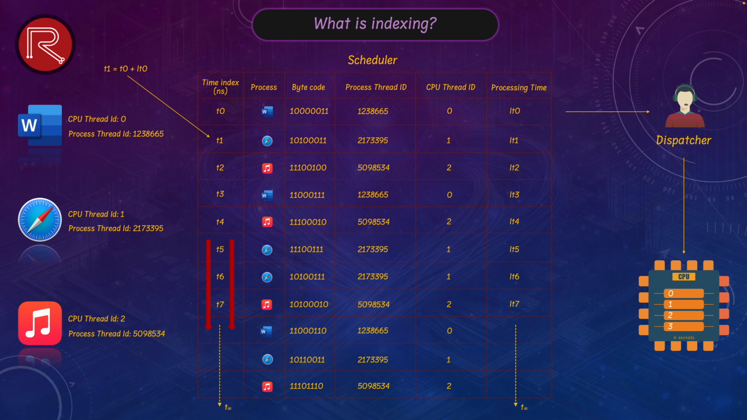As a software engineer, unless you are designing an operating system, you don't need to be involved in any of this information. However, you may often need to know the process thread ID. In fact, this is the only information that will be provided to you as a software engineer.